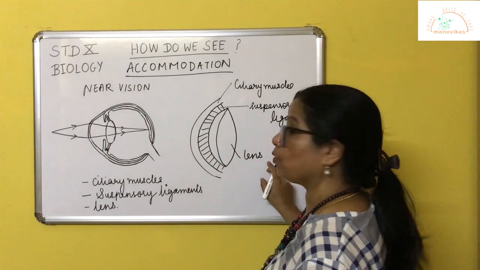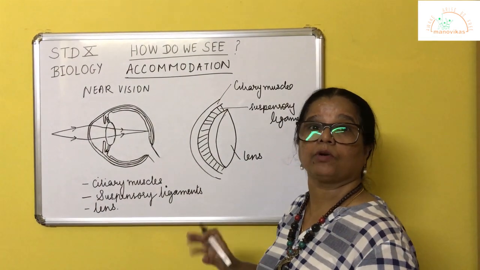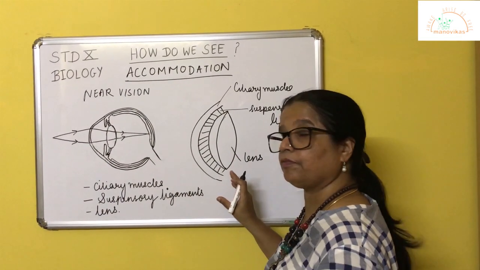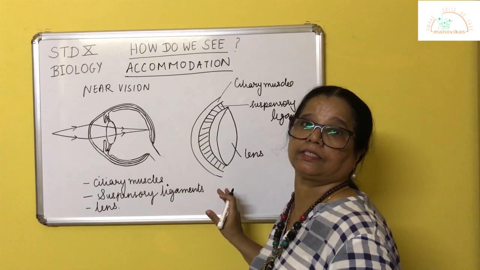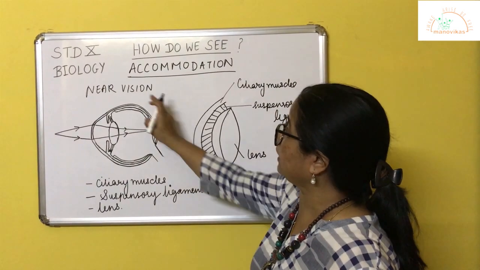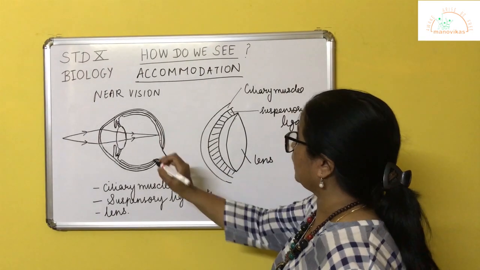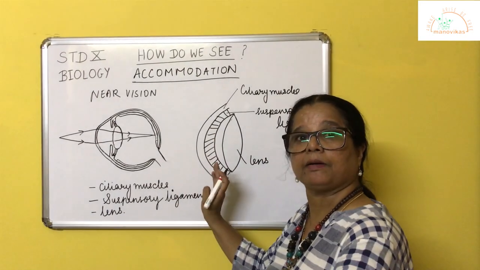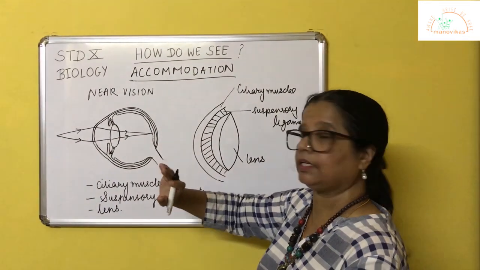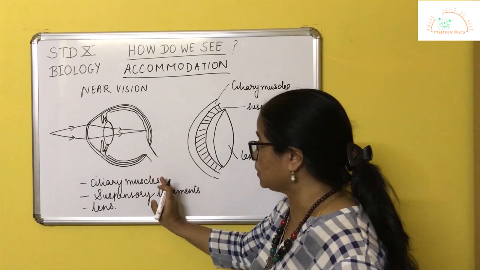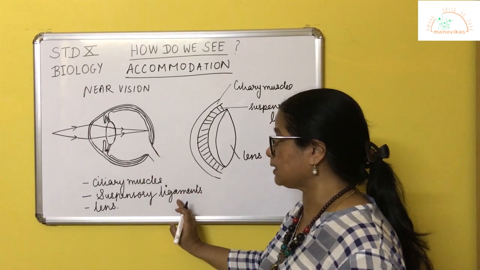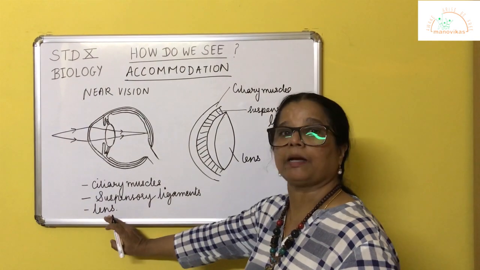Once the lens becomes more convex, what happens to the focal length? The focal length decreases, thereby assuring near vision. So when you are learning near vision, please make a comparative table between near vision and far vision. What happens to the ciliary muscles? What happens to the suspensory ligaments? And what happens to the lens?